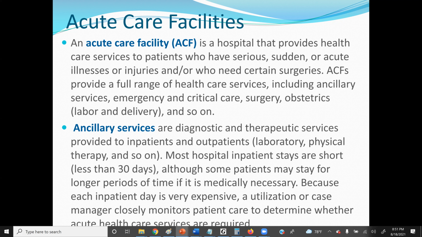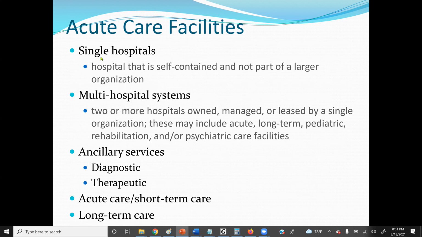So for acute care facilities, we have different types. First is the single hospital. A single hospital normally is a hospital that is self-contained and it's not part of any larger organization, and there are not many branches around the country. But single hospitals can have a satellite center, which is an office in a different location, but again, it's part of the hospital. So again, single hospitals are self-contained and not part of any big organization.